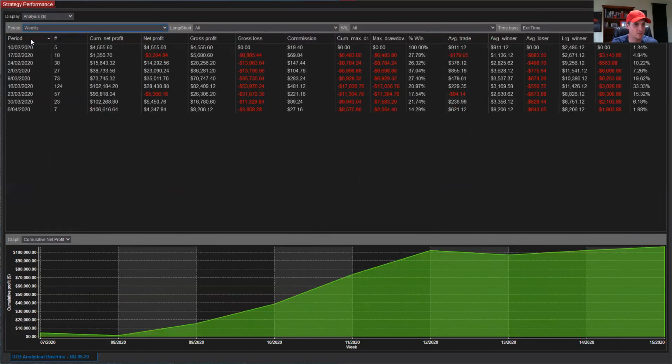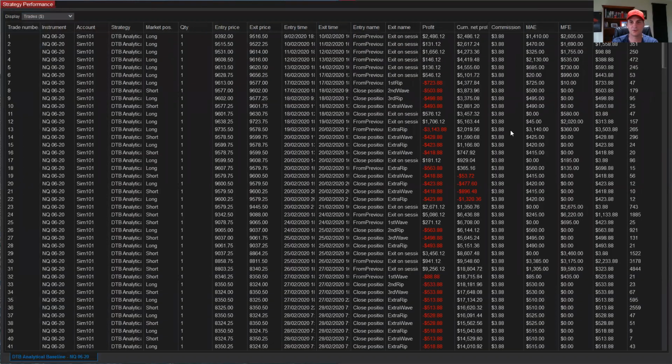Now, if I obviously change that to weekly, it's going to bring up the weekly returns. So 4,500 the first week, 3,000 lost the second, and then so on and so forth. Now, viewing the trades. So that is the history of the trade and how many bars the price moved before that trade exited.